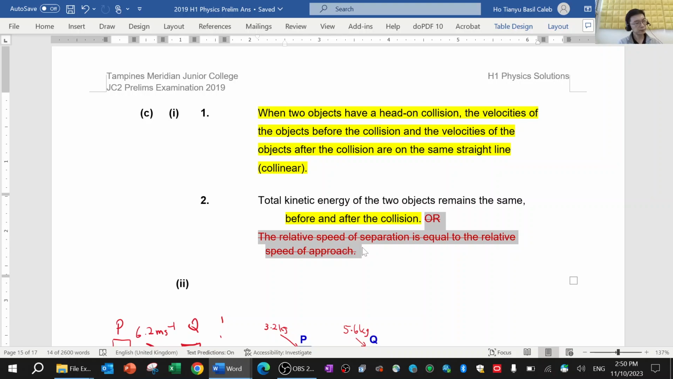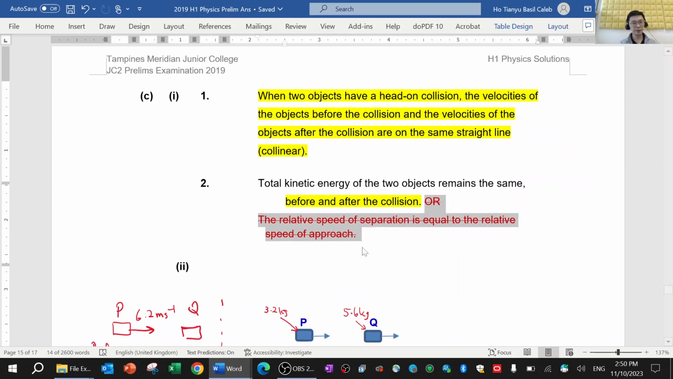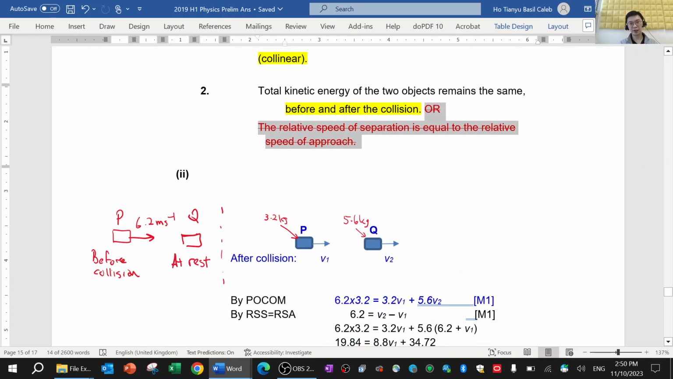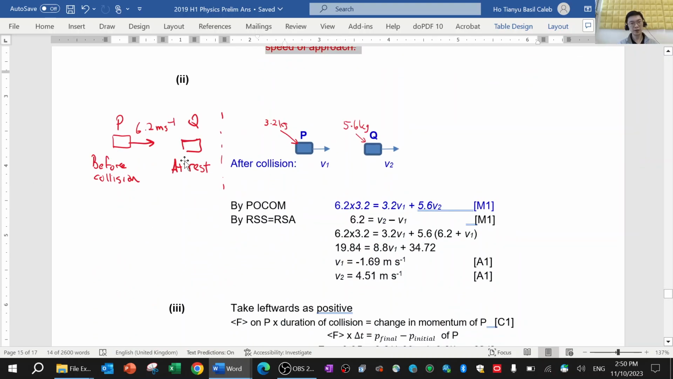Okay. Part 2, C part 2 is a part that you definitely must know by now. This 4 marks, very nice. And one of the ways that I always teach my students when it comes to collision questions is to always draw the diagram, right? TMJC's one didn't, so you should draw before. P is coming, right? And you put all the information on the diagram. So P is coming at a velocity of 6.2, given from the question. Q is at rest, also given by the question. After the collision, we can take it that P is moving to the right with velocity v1, Q is moving to the right with velocity v2. And you should also put in the masses, 3.2, 5.6, right?